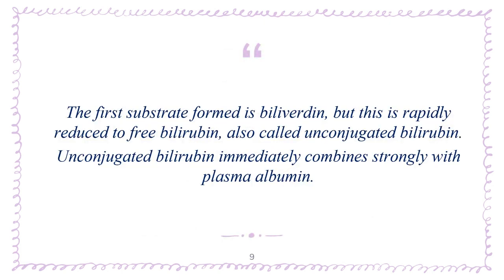So the first substrate to be formed is biliverdin, which will get converted to free bilirubin, which is also known as unconjugated bilirubin. And this unconjugated bilirubin will immediately combine with plasma albumin. So this is an important point to remember, that the first substrate is biliverdin. It might come up in MCQs, but this will get reduced to free bilirubin, also known as unconjugated bilirubin. And what is the main component to which unconjugated bilirubin binds? It is plasma albumin.